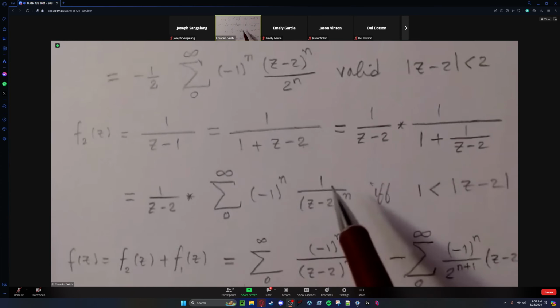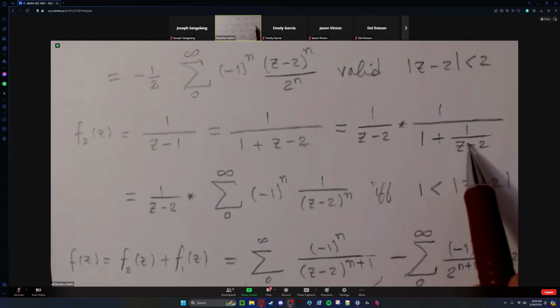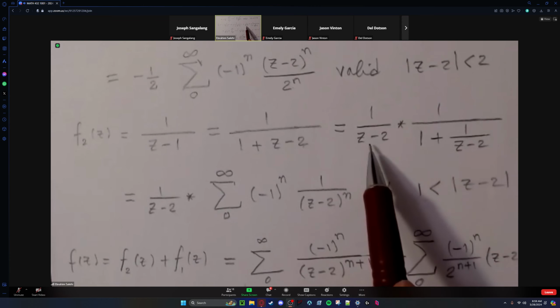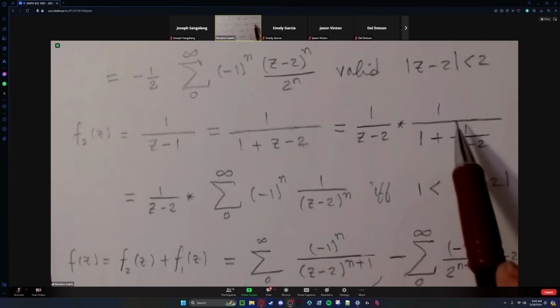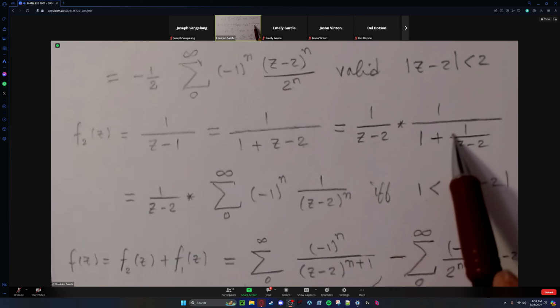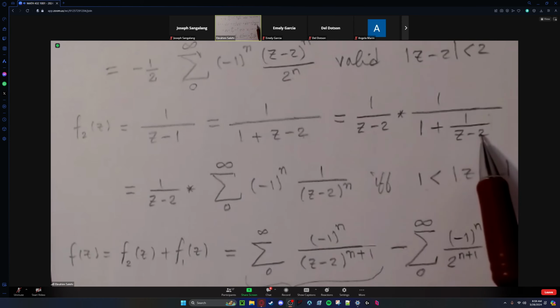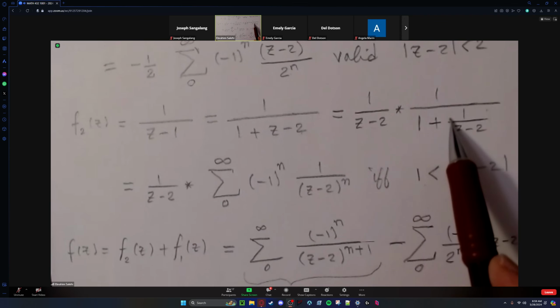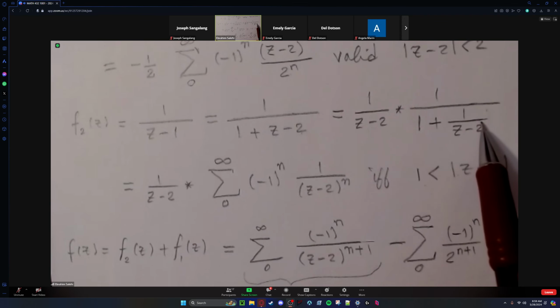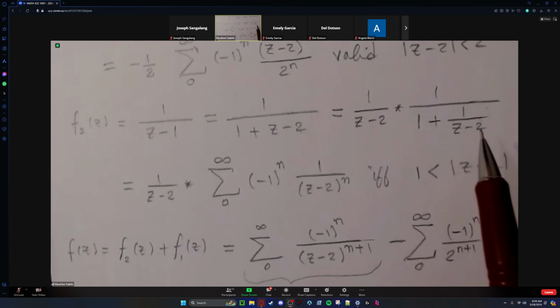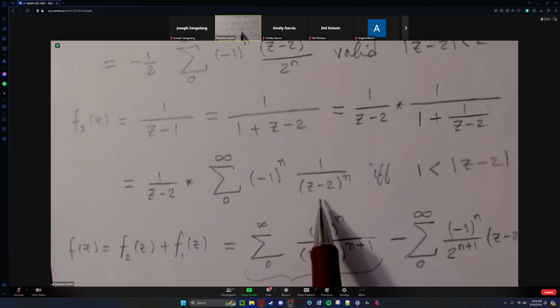But we want 1 plus W to be less than 1, right? So you factor this one. If you factor, you will get 1 over 1 plus this. And now the modulus of this is less than 1. You can apply, think about this as W, and apply that geometric series. Here we go.